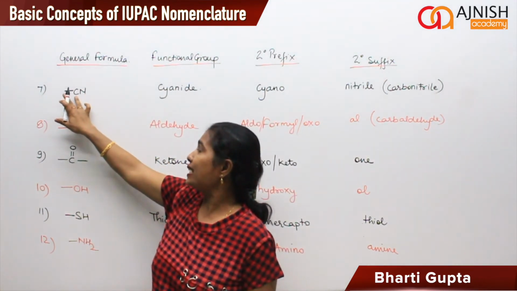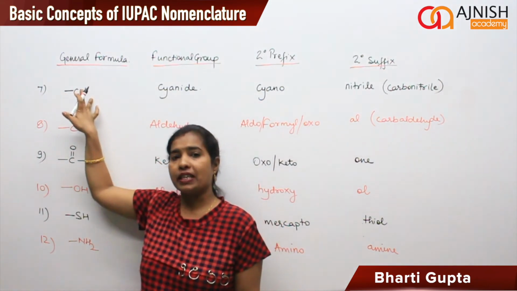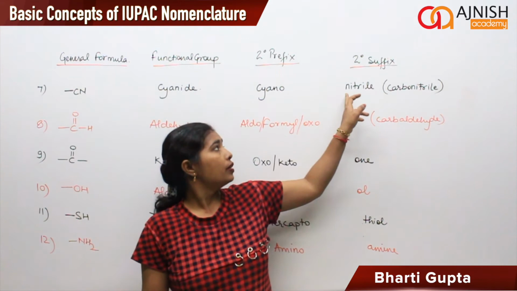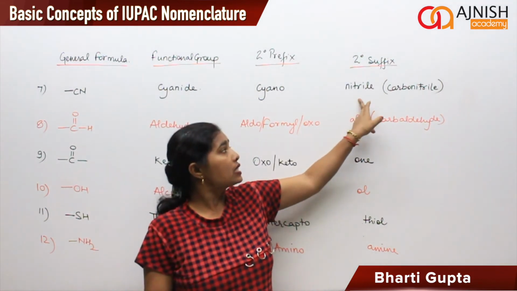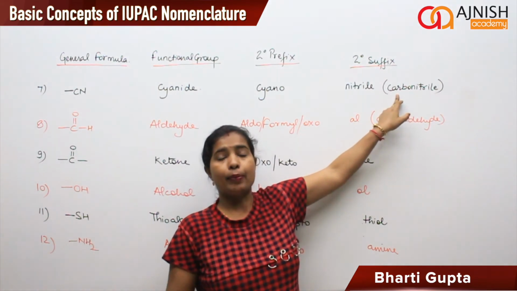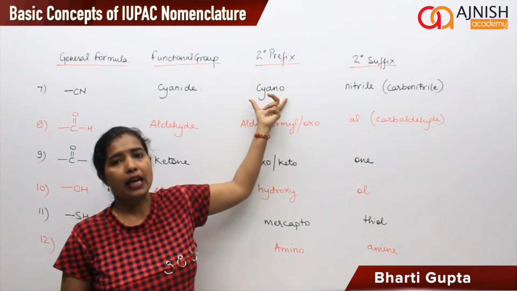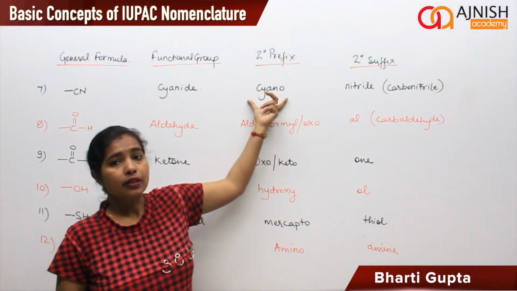Now the next we have is cyanide. If we have the CN group attached, then it is called cyanide. And cyanide, when present as the main functional group, is written as nitrile or in some cases as carbonitrile. And if cyanide in a particular compound is present as a substituent, we write it with the prefix cyano.